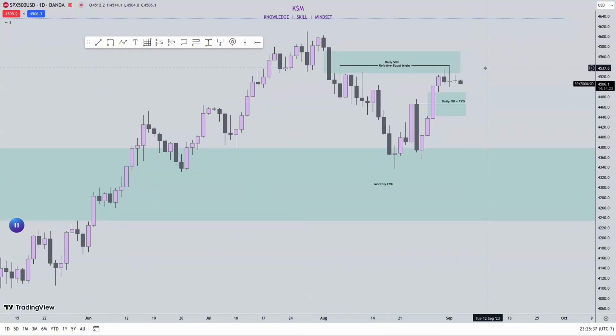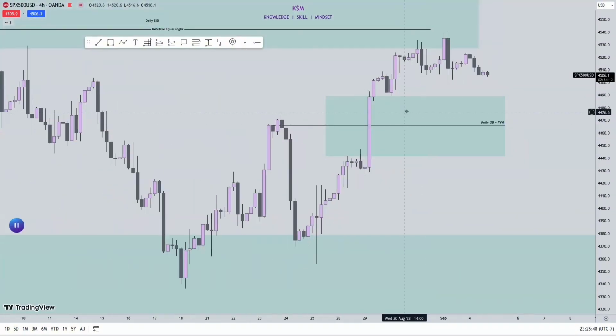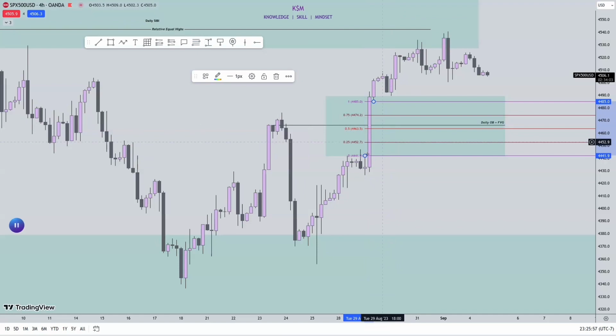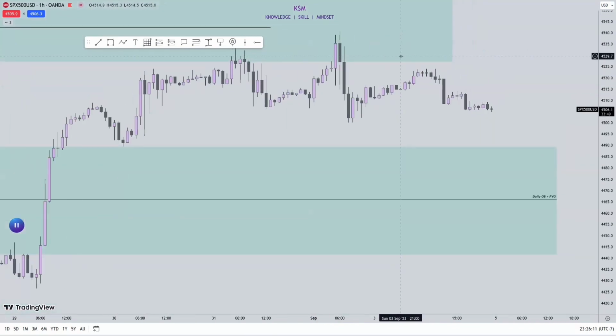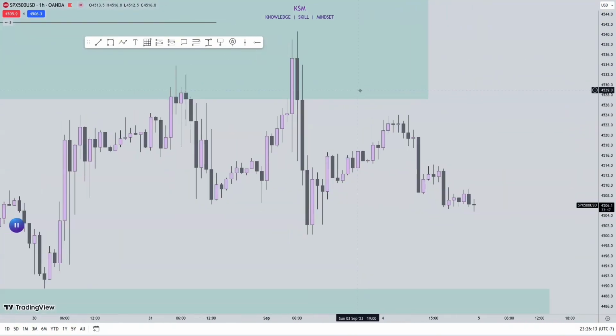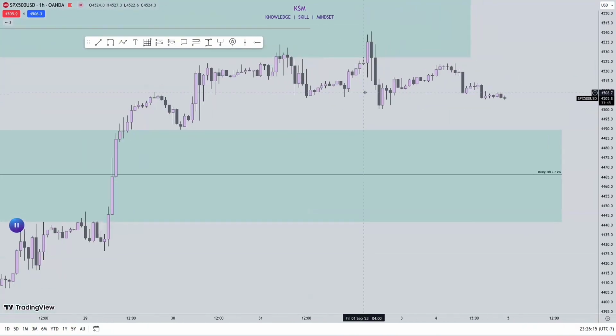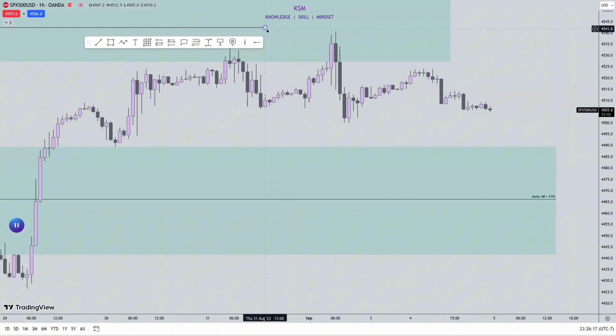So if we drop down to the 4-hour time frame and we get our fib and we place it from the high to the low, we can see it lines up with the consequent encroachment, which also lines up with that order block. Now we want to make sure that we know what we're looking at here. So if we extend the line at the top, that is the relative equal highs on the daily time frame.